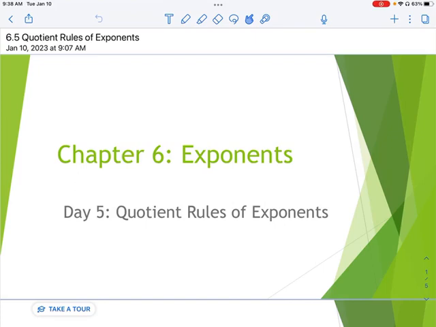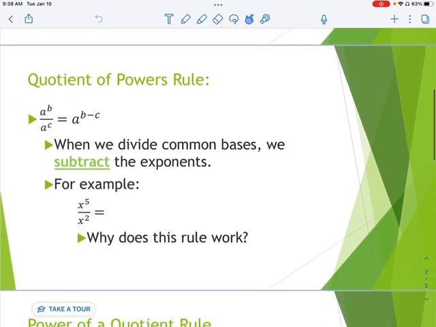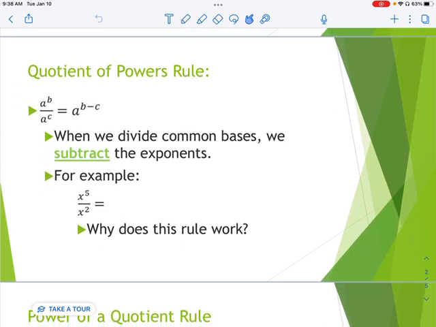Okay, we are on day 5 of our exponent rules. Today we're going to be talking about the quotient rules of exponents, in other words, division. So we've done all our multiplication, so let's focus in on some division. The first one that we're going to talk about is the quotient of powers rule.